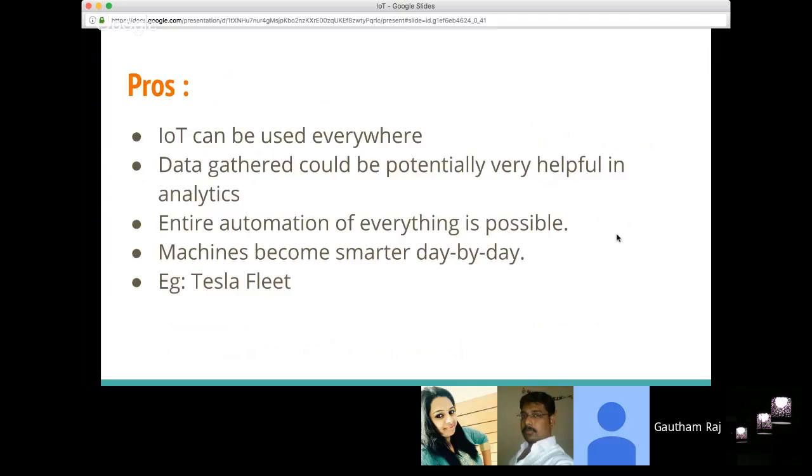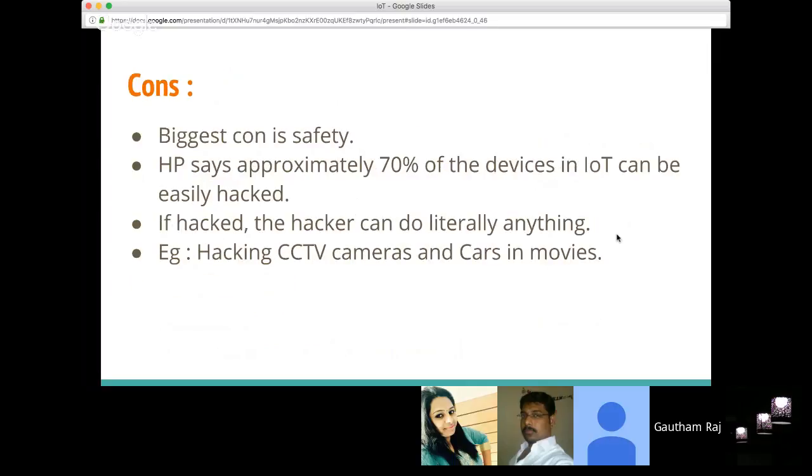So it's an interesting concept. And now comes the cons. The biggest con in IoT is safety. Hewlett Packard says approximately 70% of the devices in IoT can be easily hacked, because these things use basic level of security, and if they are hacked, the hacker can do literally anything.